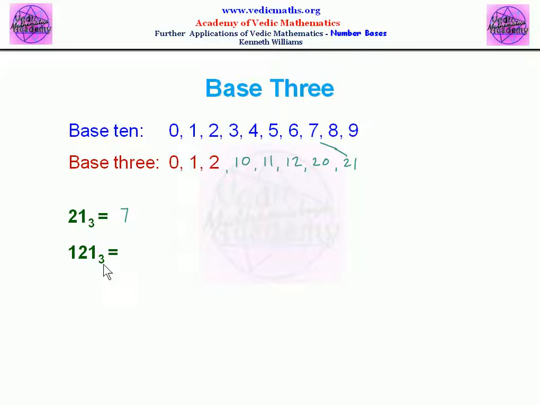1 2 1 base 3, we do the same thing. 3 times 1 is 3, and 2 is 5. 5 times 3 is 15, and 1 is 16. That's the number 16 in base 10. And a 4-figure number, 3 times 2 is 6, and 0 is 6. 6 times 3 is 18, and 1 is 19. 19 times 3 is 57, and 2 is 59.